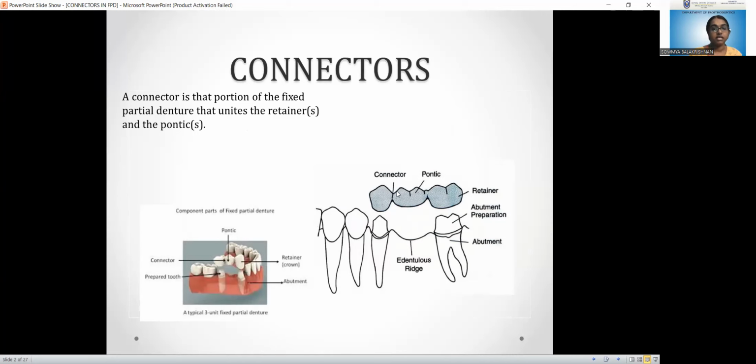So the connector, there are two connectors present in this FPD. So this is a connector and this is also a connector. According to GPT 8, the connector is that portion of the FPD that unites the retainer and the pontic.